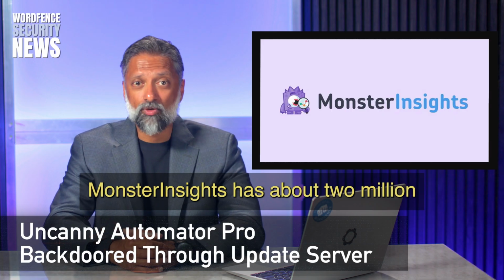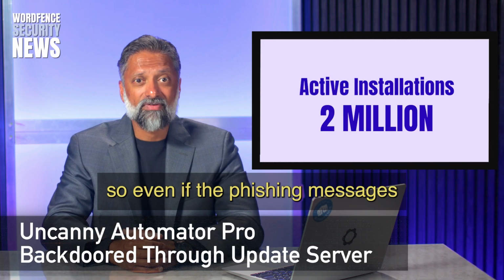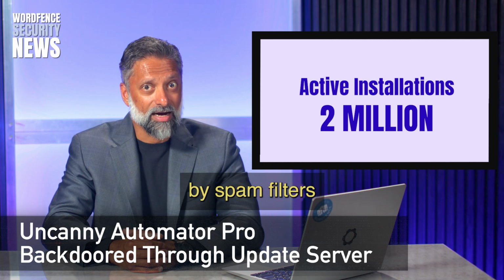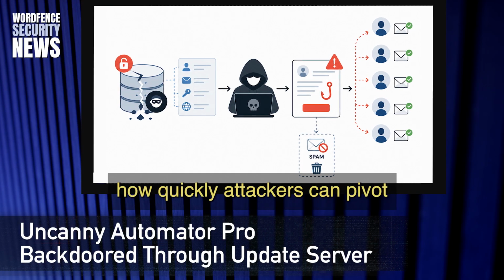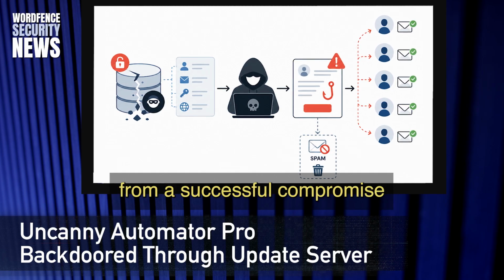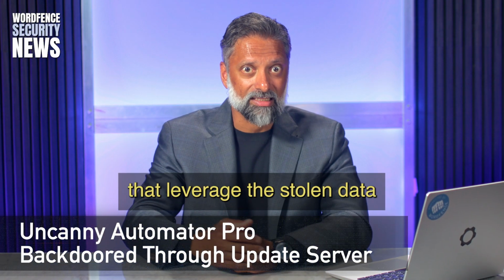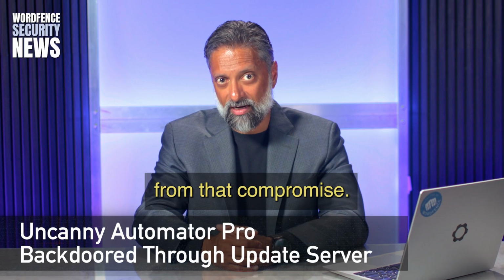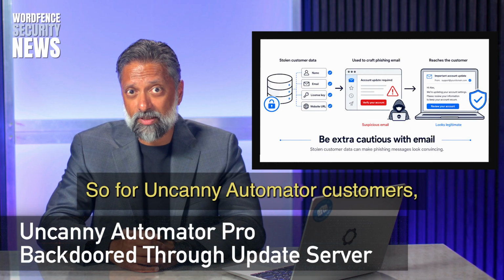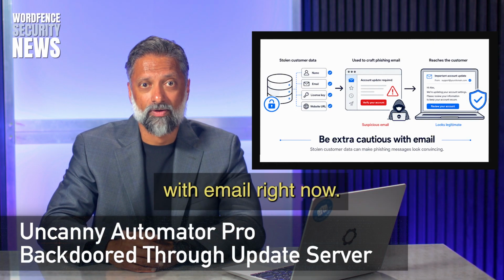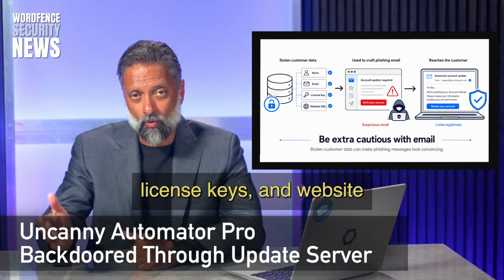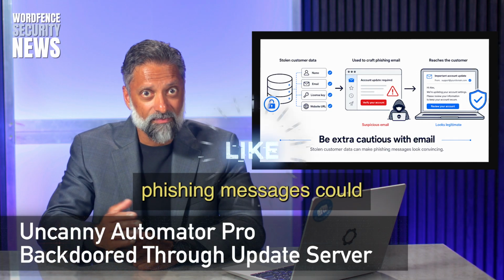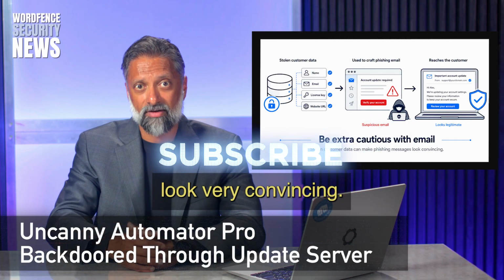MonsterInsights has about 2 million active installations, so even if the phishing messages were caught by spam filters in some cases, the attempt shows how quickly attackers can pivot from a successful compromise into campaigns that leverage the stolen data from that compromise. So for Uncanny Automator customers, be especially cautious with email right now, because names, email addresses, license keys, and website URLs were accessed. Phishing messages could look very convincing.